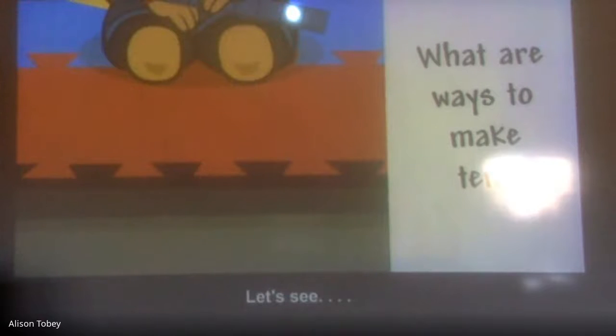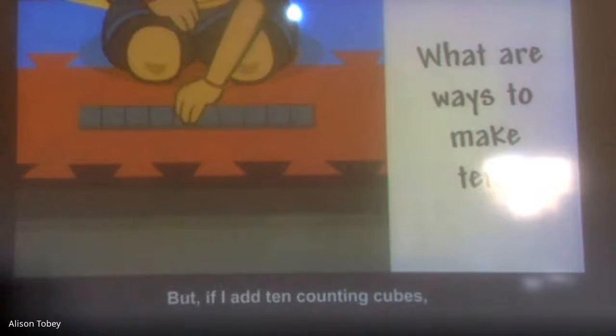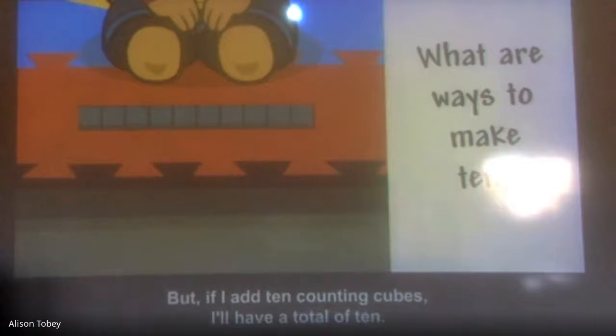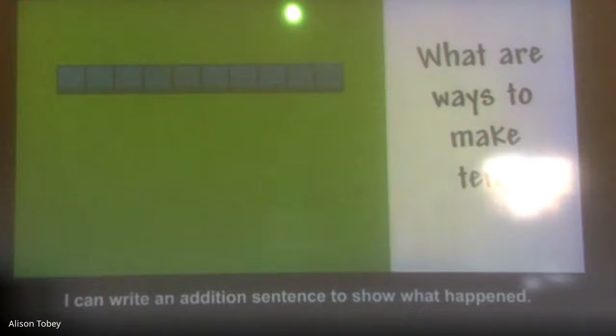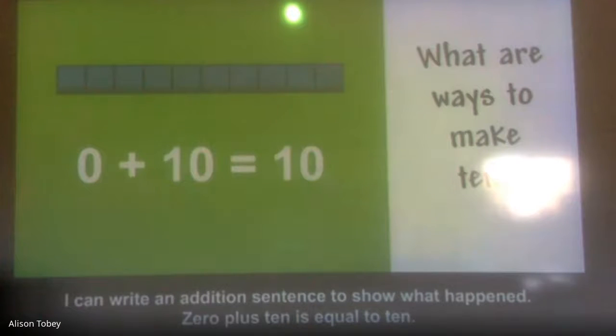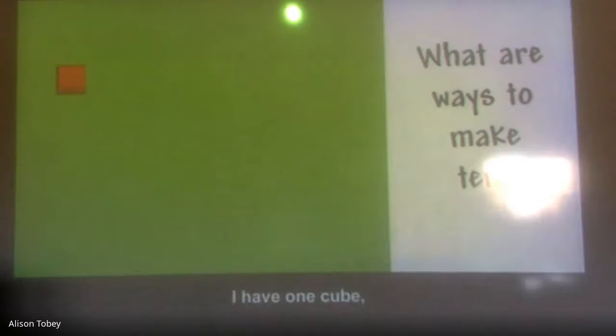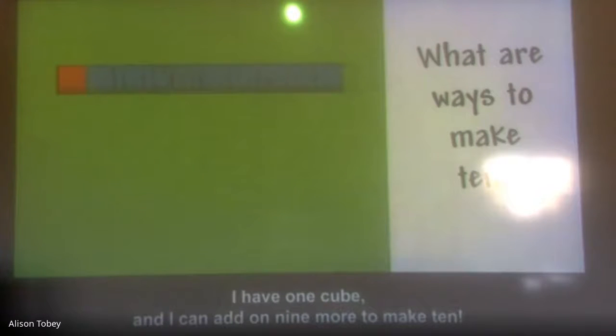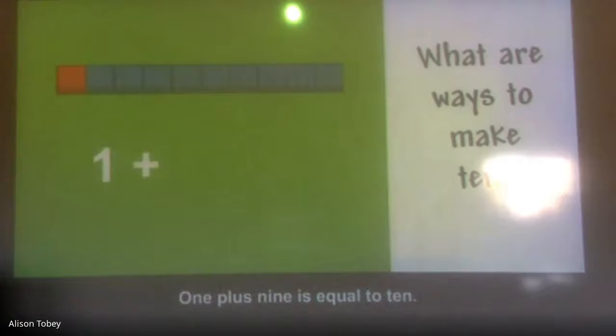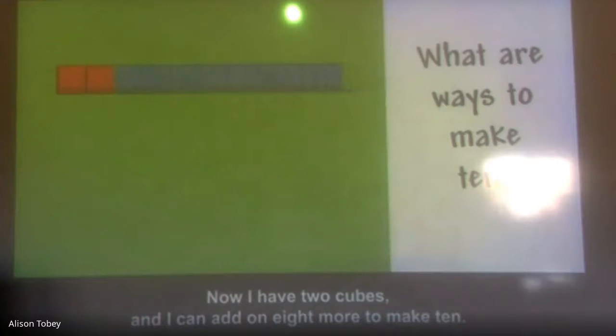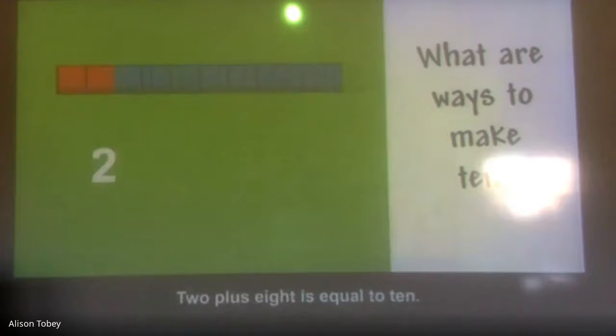Let's see. I start with 0, but if I add 10 counting cubes, I'll have a total of 10. I can write an addition sentence to show what happened. 0 plus 10 is equal to 10. I have 1 cube, and I can add on 9 more to make 10. 1 plus 9 is equal to 10. Now I have 2 cubes, and I can add on 8 more to make 10. 2 plus 8 is equal to 10.